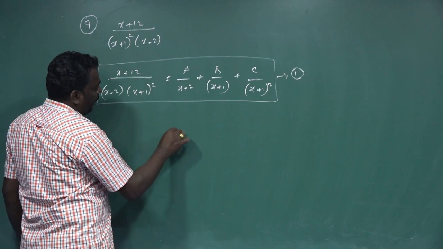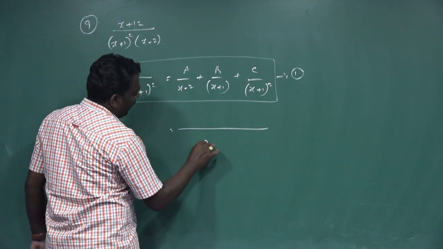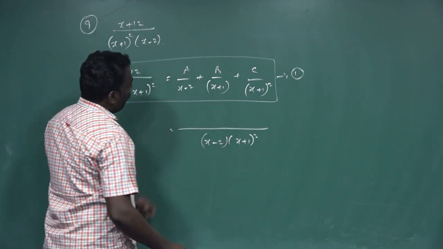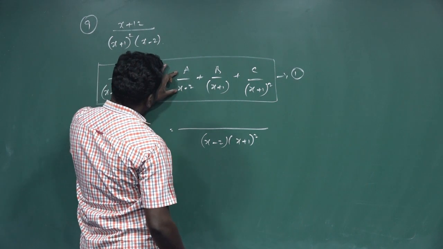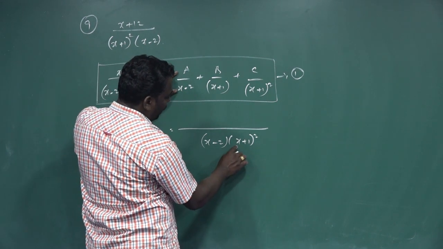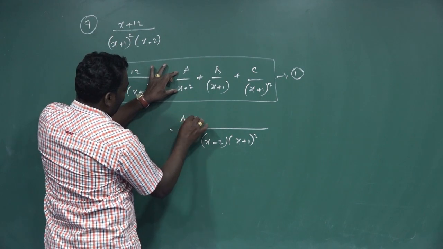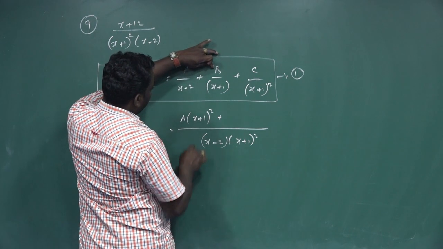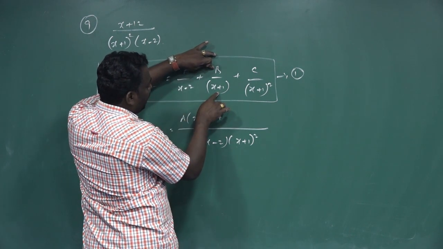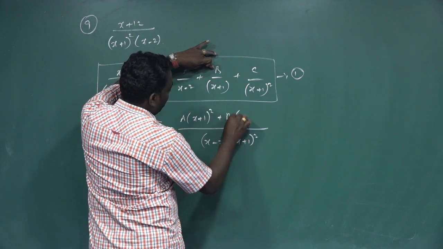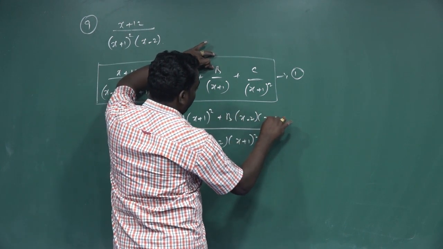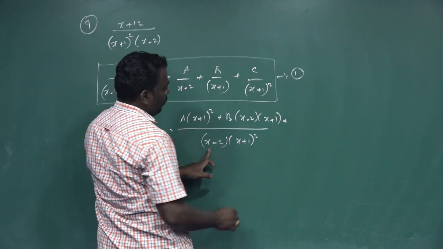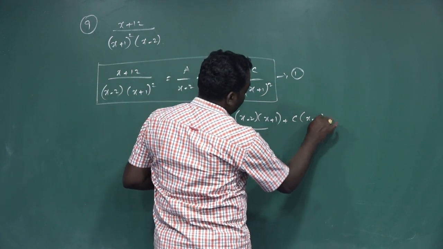Now what we have to do next line, we can take a common denominator. The common denominator is x minus 2 into x plus 1 whole square. Now for a's corresponding denominator x minus 2, we need another factor x plus 1 whole square. Therefore multiply a with x plus 1 whole square, plus multiply b with x minus 2, one more factor x plus 1, therefore b multiplied with x minus 2 into x plus 1. Then c has the denominator x plus 1 whole square, we need one more factor x minus 2, therefore c is multiplied with x minus 2.